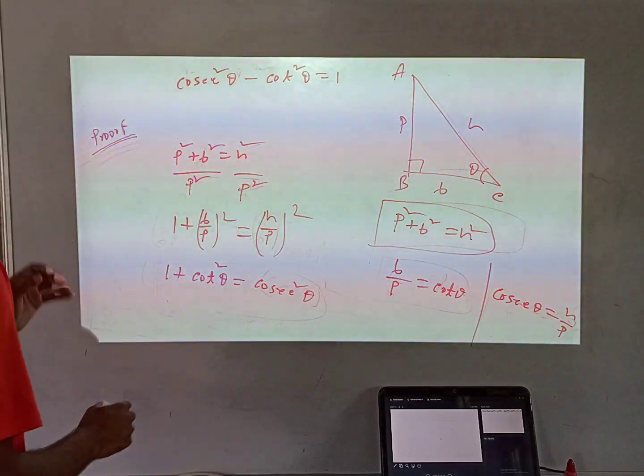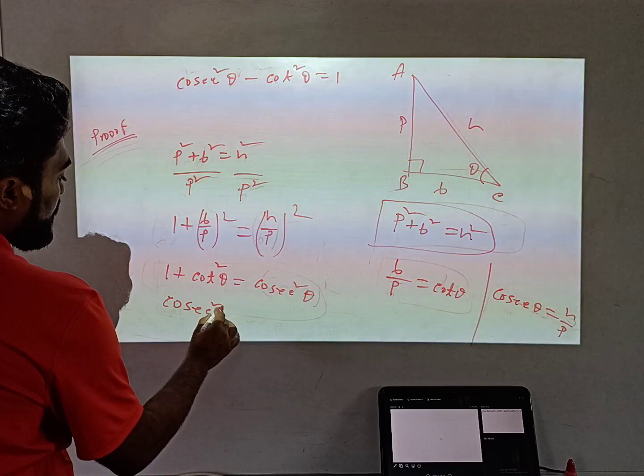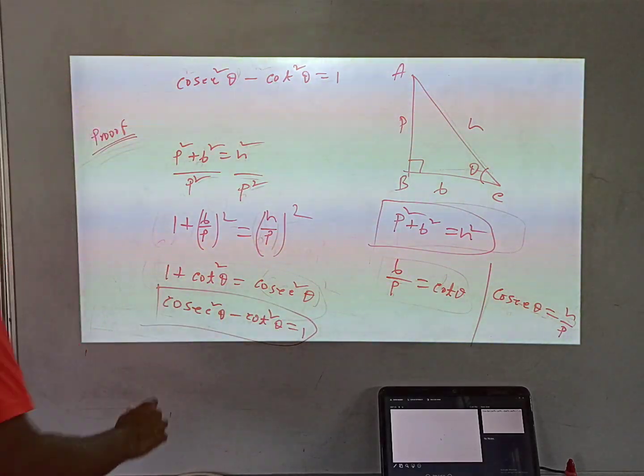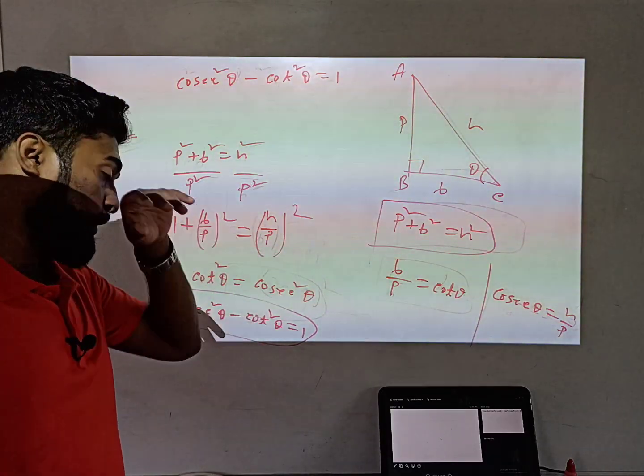Got it? So finally, if I rearrange it, what do I get? Cosec square theta minus cot square theta equals 1. This is the final. You can remember this also: 1 plus cot square equals cosec square, or you can say cosec square minus cot square equals 1.